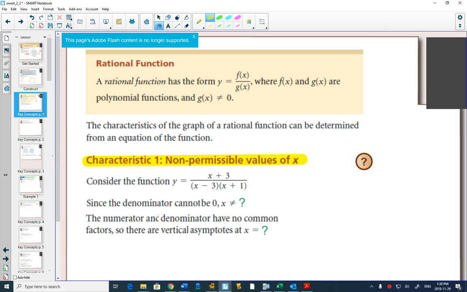We're going to factor our rational function as much as we can, so that we can look at our denominator and determine what the non-permissible values are. In this case, it's factored, x can't be 3 and x can't be -1, because if it's 3 or -1, you'd be dividing by 0.